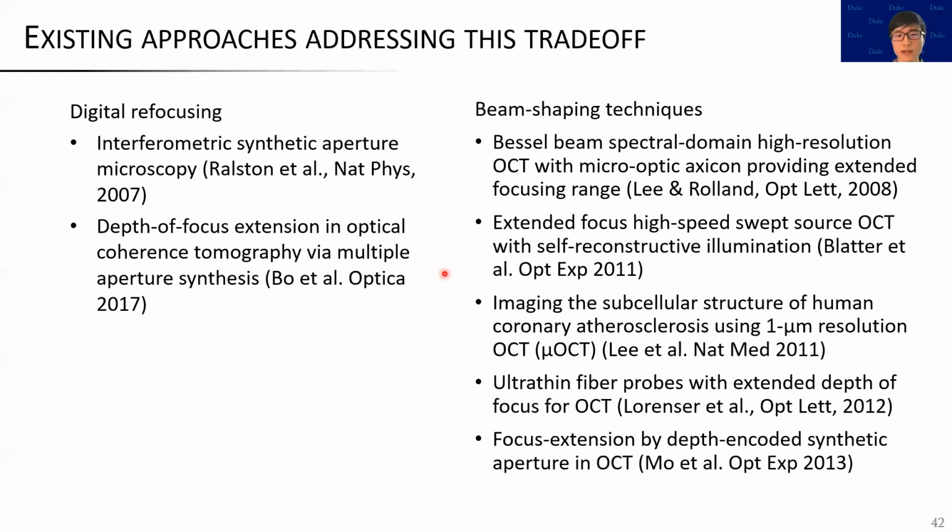So this is a well-known trade-off that has been a subject of intense investigation basically since the inception of OCT, and even before OCT. There have been many techniques that address this problem. For example, ISAM, which I mentioned previously, performs digital refocusing, and then there are a slew of beam shaping techniques that, for example, use Bessel beams, which theoretically have an infinite depth of focus, but with other trade-offs. This list is not meant to be exhaustive, but rather illustrative, showing that these trade-offs are of significant interest in OCT.